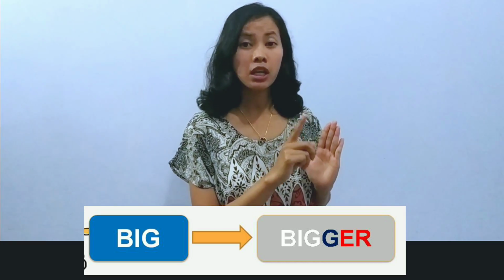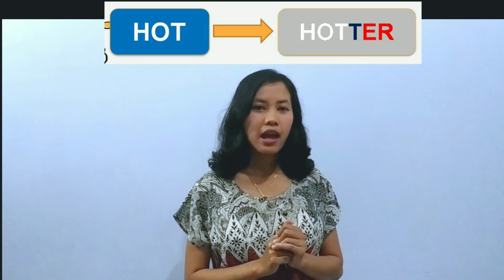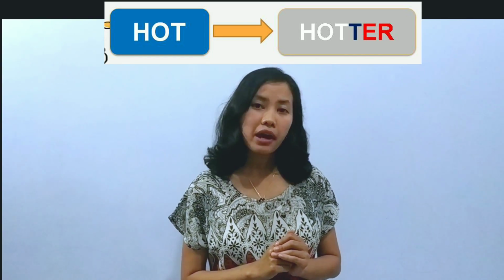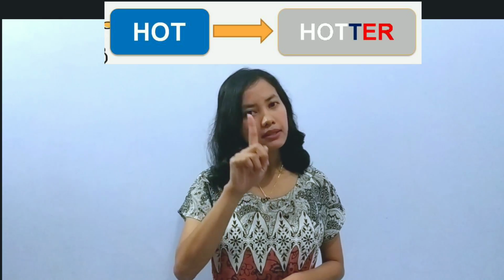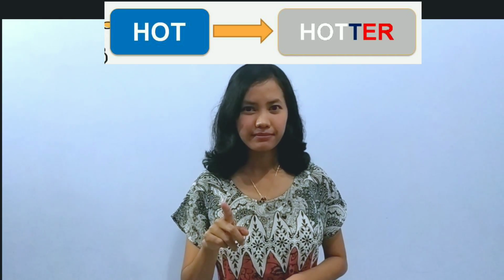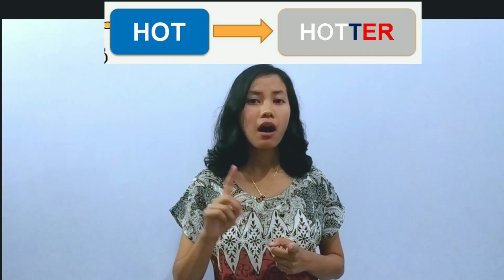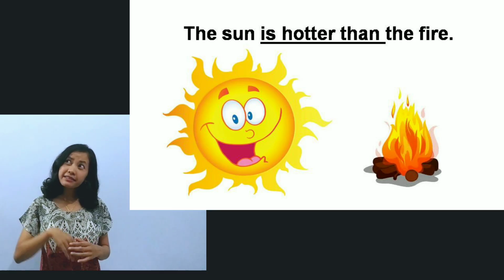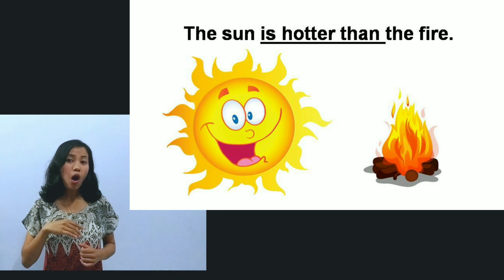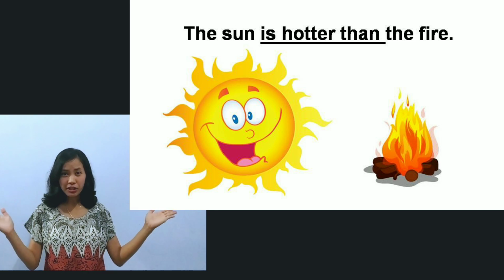Biasanya 3 huruf saja. So we have to double up the last letter of the adjective. Kalau big tadi huruf terakhirnya G, sehingga kita tambahkan G lagi di belakangnya. Baru kita tambahkan er. So it will become bigger. Double G. And then the second example is hot. H-O-T. We have to double up the last letter of the adjective. T-nya ditambah 1 lagi. Hotter. Hot becomes hotter. Double T. I will give you the example. The weather is hotter. Cuacanya lebih panas. The sun is hotter than the fire.